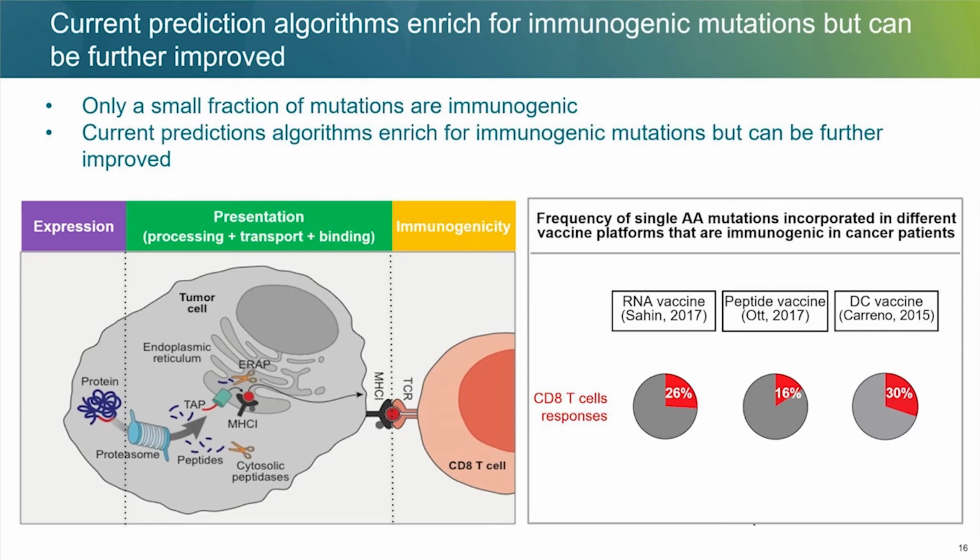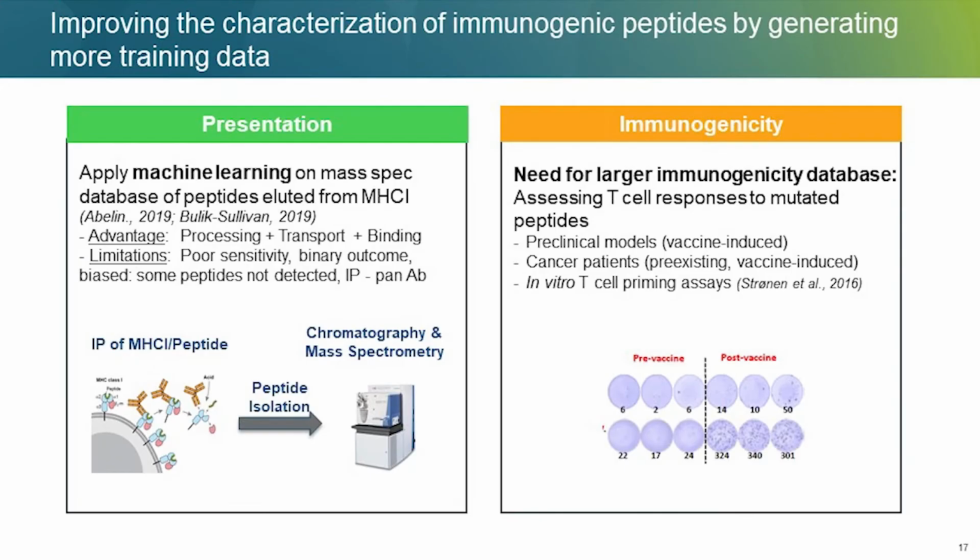There have been some studies published showing that indeed we can effectively predict immunogenic mutations. But if you look at these 3 different studies that have been using different platforms, only about a quarter of the mutations that were predicted to be immunogenic are actually immunogenic. So we need to improve this prediction algorithm. And we can do it two ways.